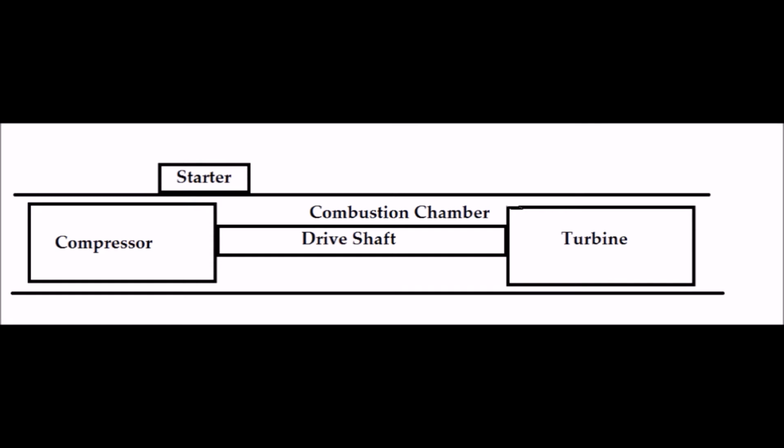So let's start with going over the major components. And I like to start at the front of the engine and move backwards towards the aft part of the engine. So at the front of the engine, you have the compressor. Behind the compressor, you have the combustion chamber. And then at the back of the engine, you have the turbine. And somewhere external to the engine itself, you have what's called the starter, which is important in the starting sequence.